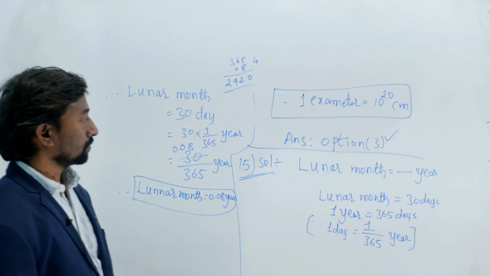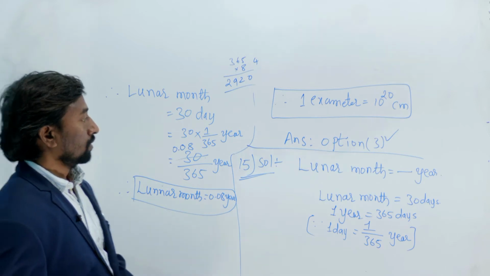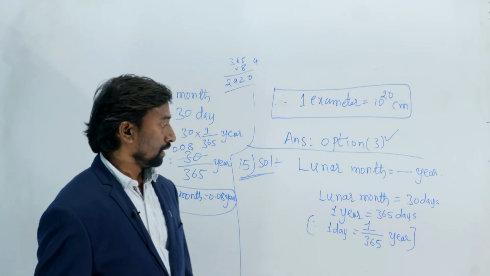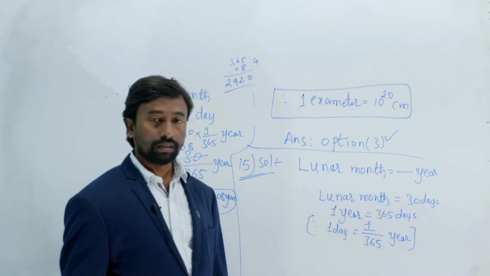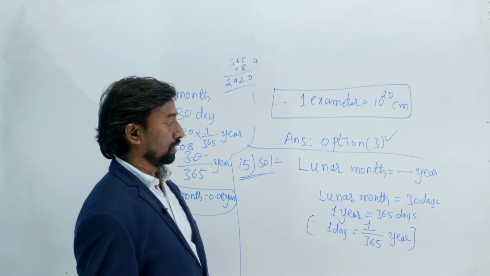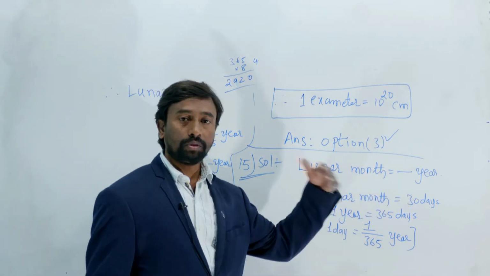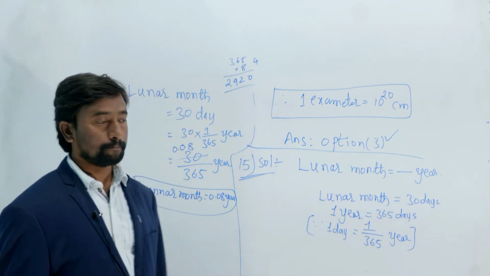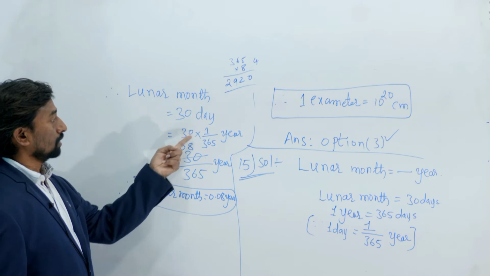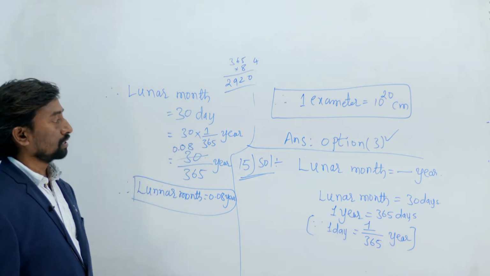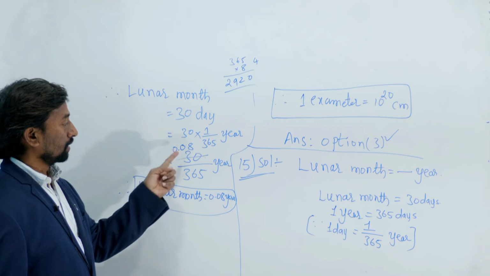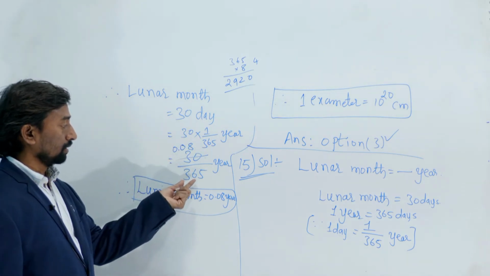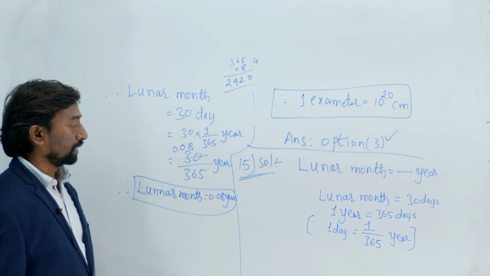Understood, no? So lunar month is equal to how many years? One lunar month is 30 days. Okay. So then one year, how many days? 365 days. So now we should convert this 30 days into years. So one day is equal to 1 by 365 year. Now substitute here one lunar month 30 days. In place of day, we write 1 by 365 year. Multiply 30 divided by 365. Now this 30 has to be divided by 365, and we get 0.08 year.